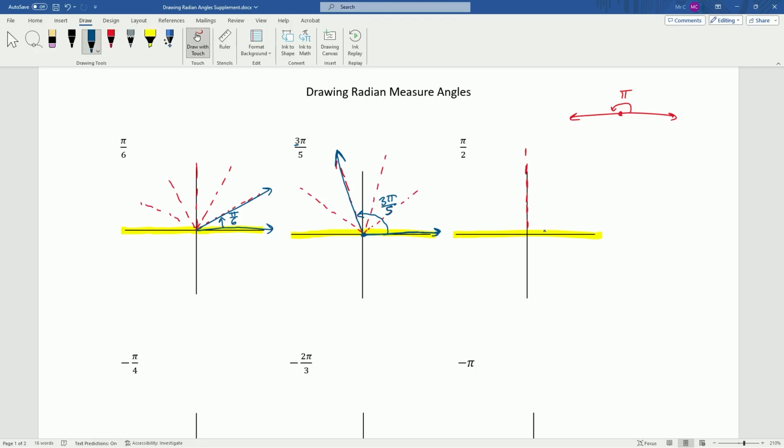And so when I draw my angle pi over 2, that's 1 pi over 2. So this is my initial side. This is my terminal side. And this angle is pi over 2.